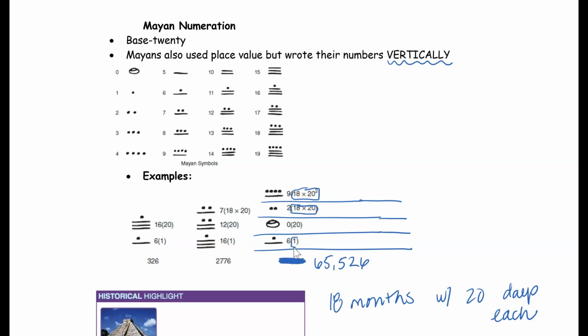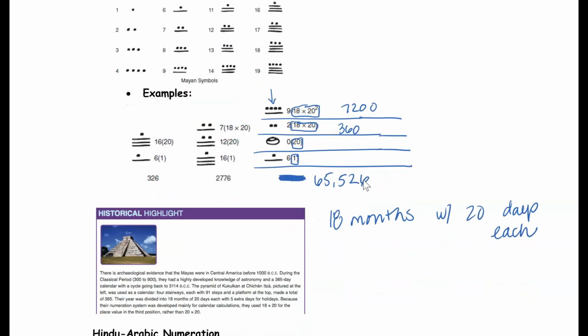So their first place value is the ones place. The second place value is the 20 place. Their third is 18 times 20, which is the 360 place. And then the next one would be 18 times 20 squared, or 7,200 place. And then the symbols tell you how much of that group you use. And when you add all of that up, you end up getting 65,526. So again, this isn't something that you need to be concerned about actually doing yourself and working out. I just thought I'd show you how another system works.